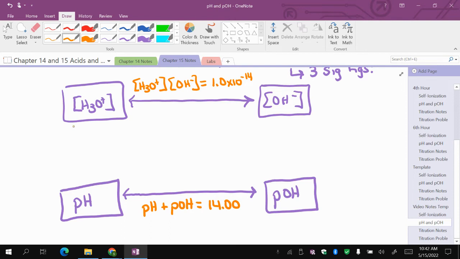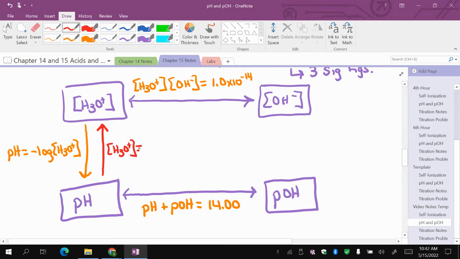If I know the hydronium ion concentration, then I can calculate the pH, because the pH equals the negative log of the hydronium ion concentration. So if I know hydronium, I can use that to find the pH. If I know pH, I can use that to find hydronium, because the hydronium ion concentration equals 10 to the negative pH.